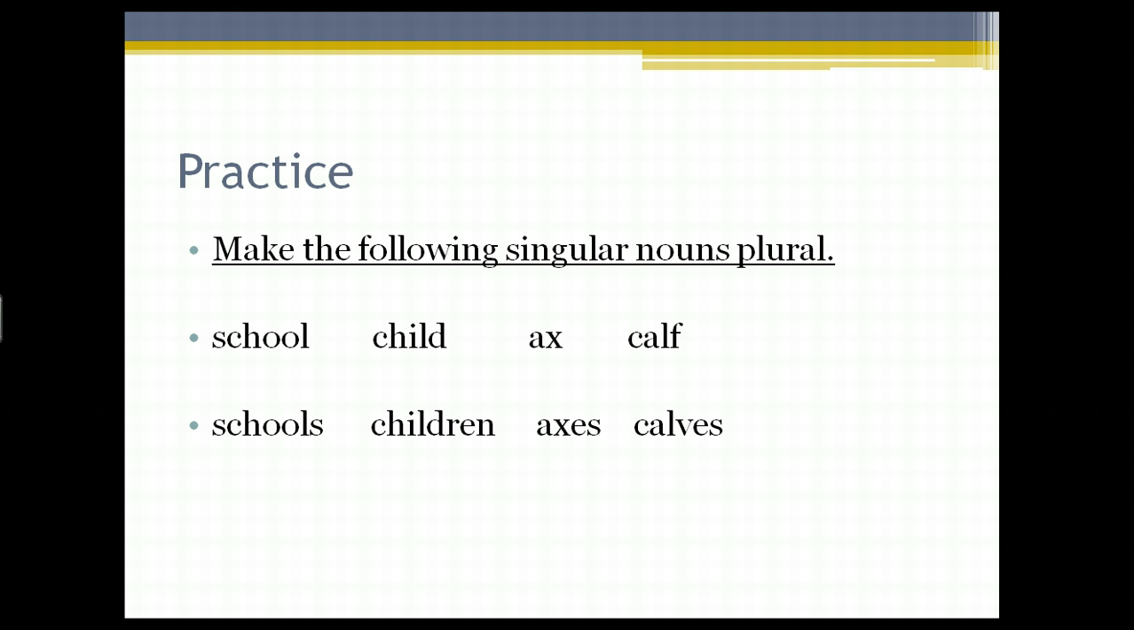Schools, children, axes, and calves. Schools is a regular one, just add the S. Children is the most unusual where you add REN. Wasn't even mentioned in the list above. Axes is an X on the end, add ES. And then we have an F on the end, change to VES.